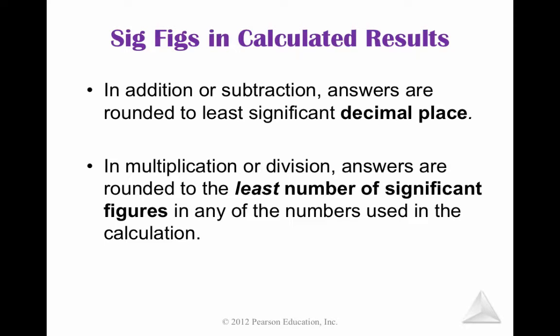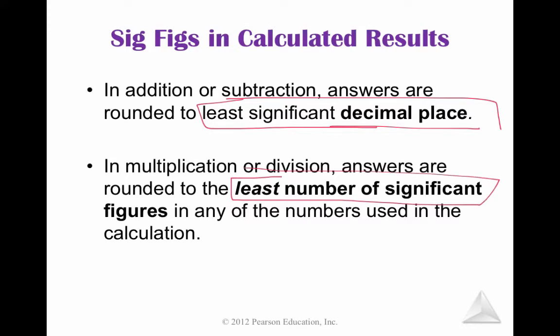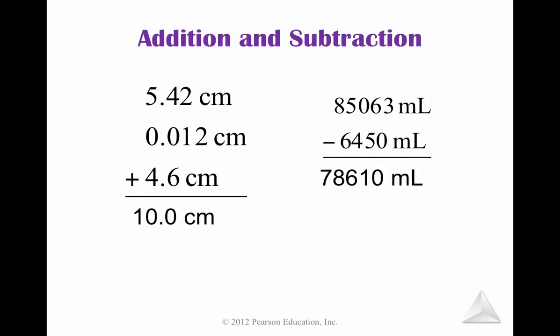So looking at significant figures in calculated results. When you're adding or subtracting, you always want to round your answer to the least significant decimal place. Okay, so addition, subtraction, go to decimal places. Okay, multiplication or division, go to the least number of significant figures. So here are just some examples of looking at the addition and subtraction.